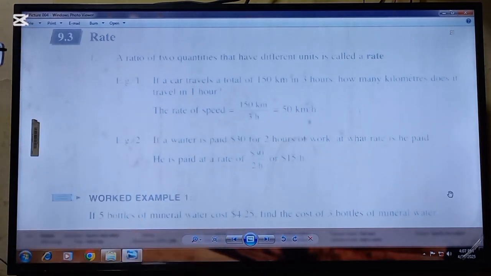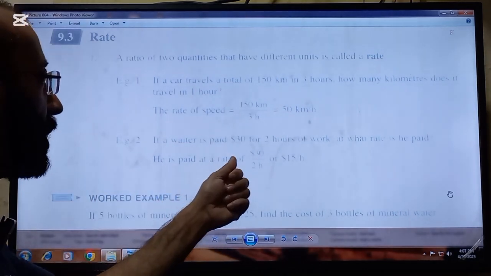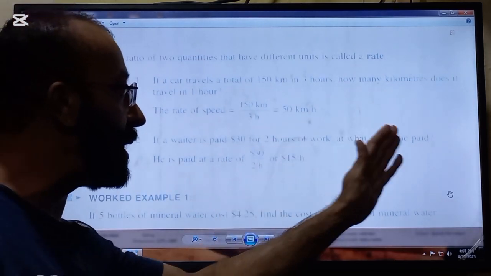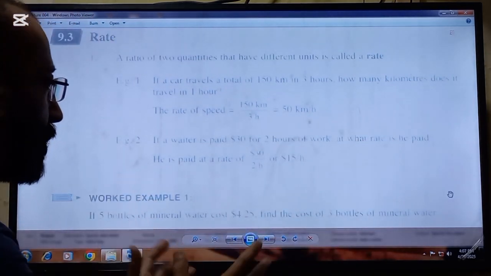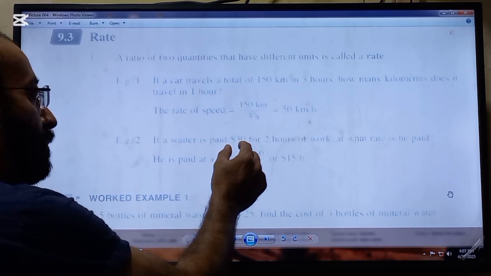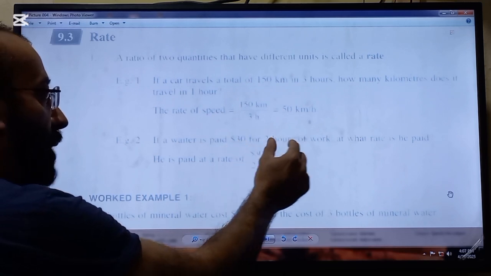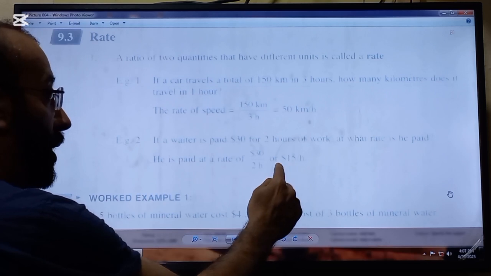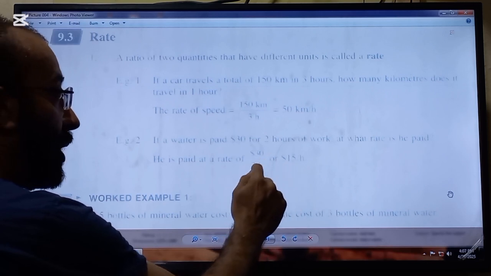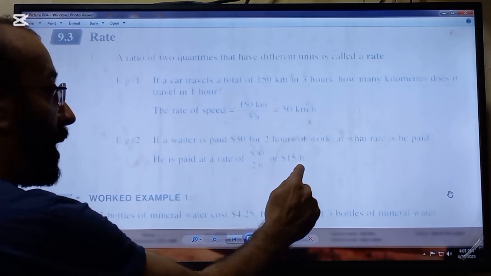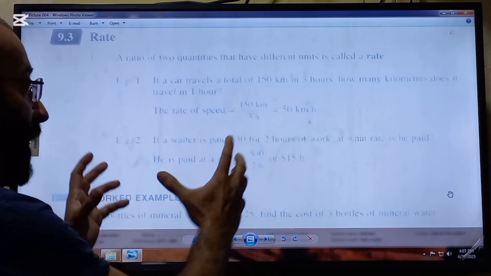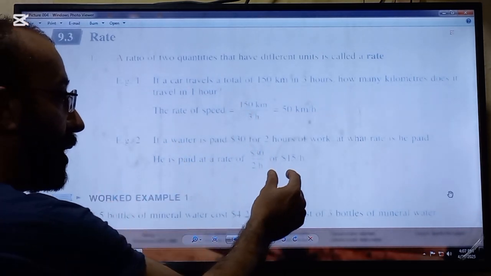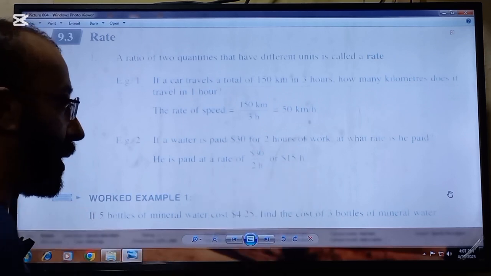Another question is if a waiter is paid $30 for 2 hours of work, at what rate is he paid? So we will solve it like $30 will be put in numerator, 2 hours will be put in denominator. After cancellation we will get $15 and unit will be dollars per hour. So $15 per hour is the pay of the waiter. So waiter is actually getting $15 per hour.